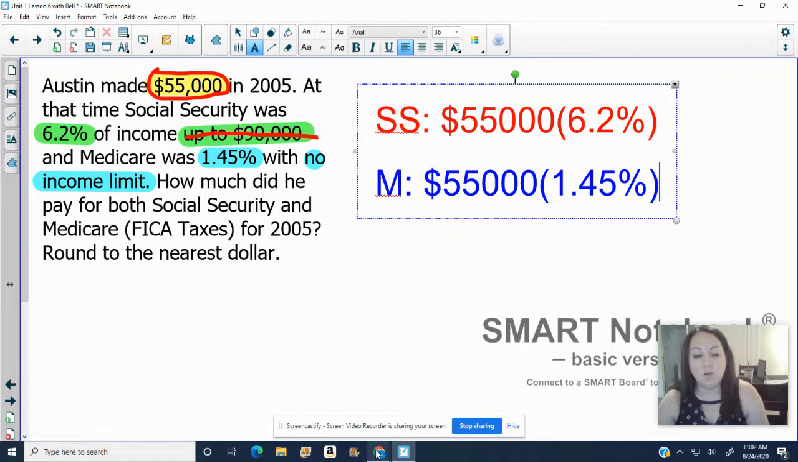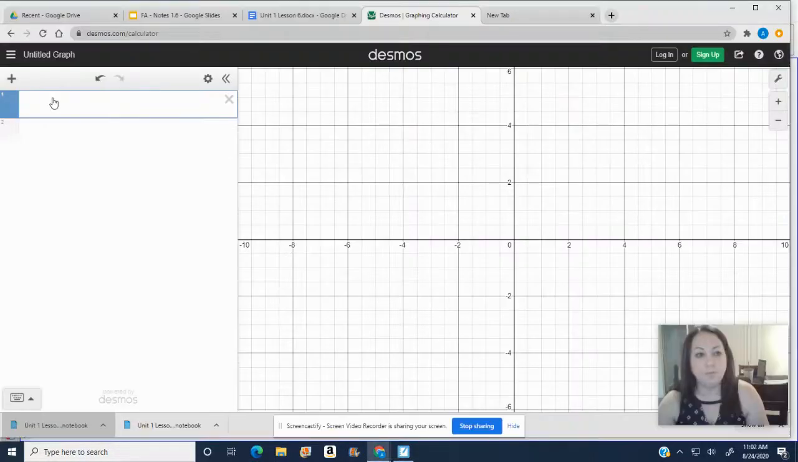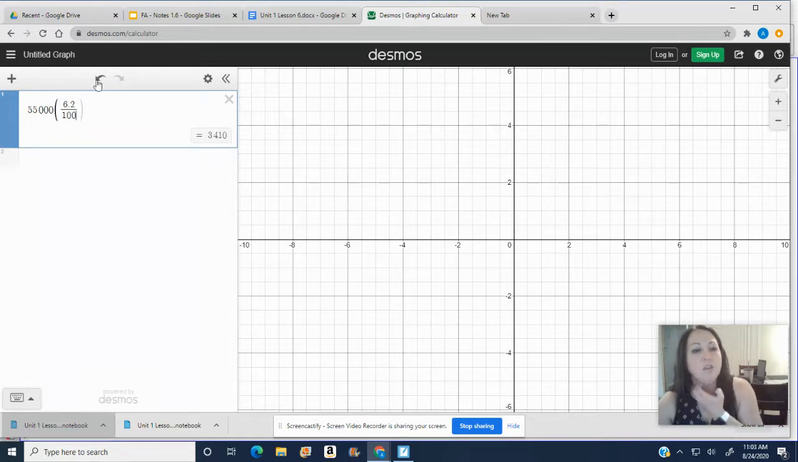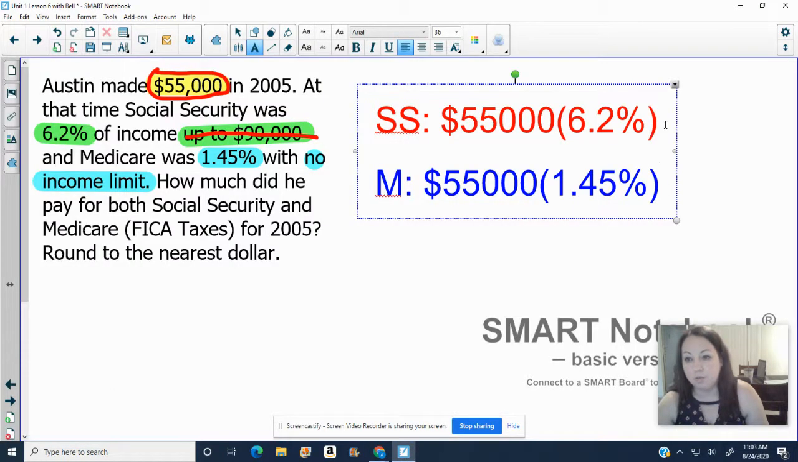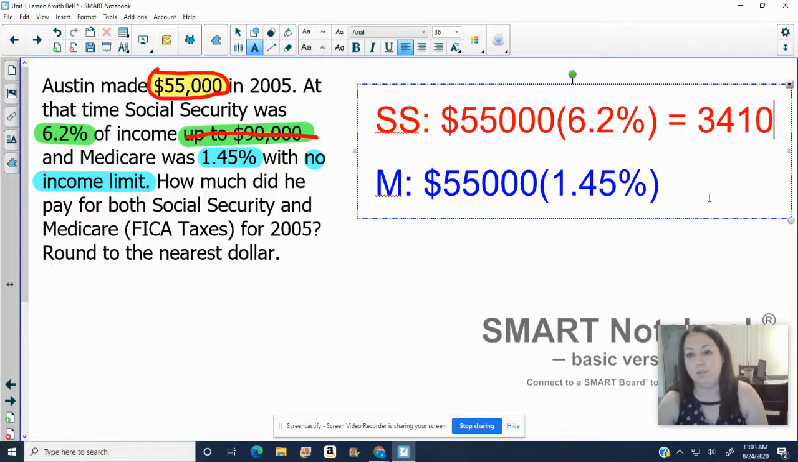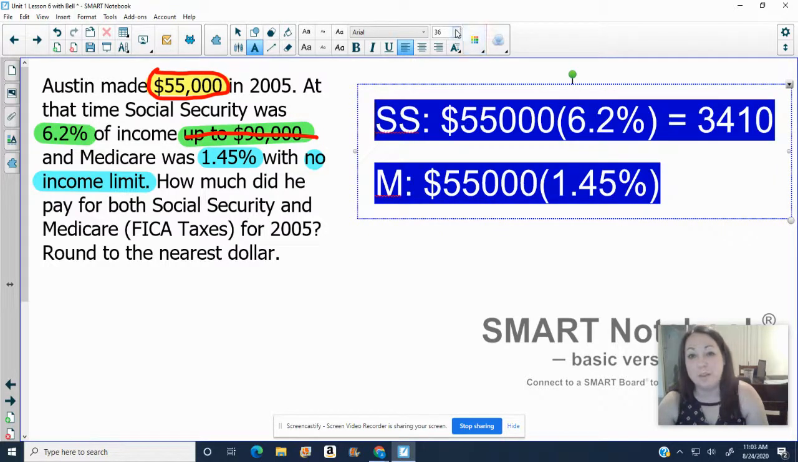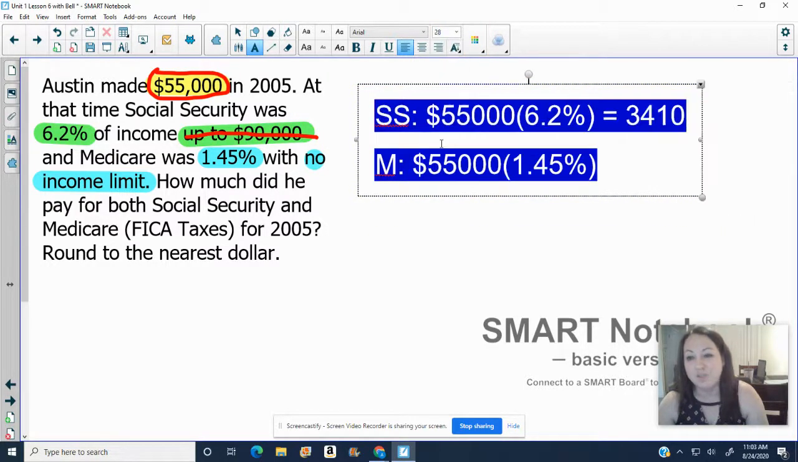So I'm going to go to my Desmos. I want 6.2%, which is 6.2 out of 100. So this amount, 3410, is my Social Security tax. I'm going to go set that up really quick. It said that it was 3410. Perfect. I'm just going to shrink this a little bit because I feel like we're going to go off the page soon. There we go.